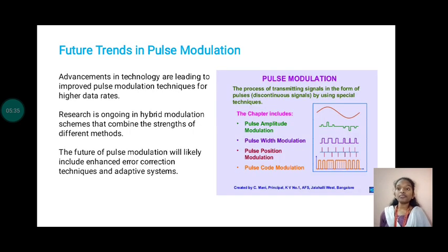Future trends in pulse modulation. Pulse modulation will also be useful in the future. The techniques are aimed at higher data rates and will be used in research on the strengths of the different methods. It is likely to include enhanced error correction techniques and adaptive systems.